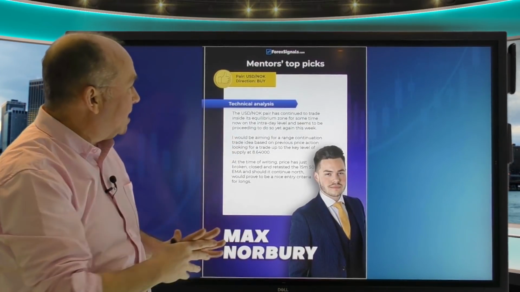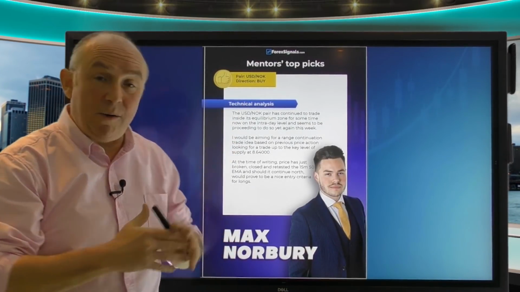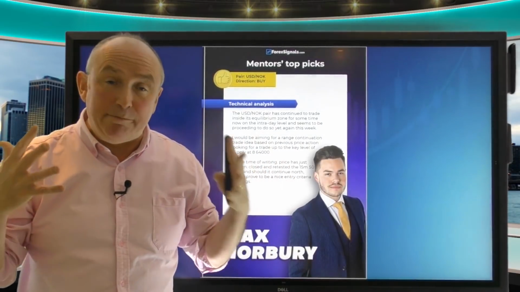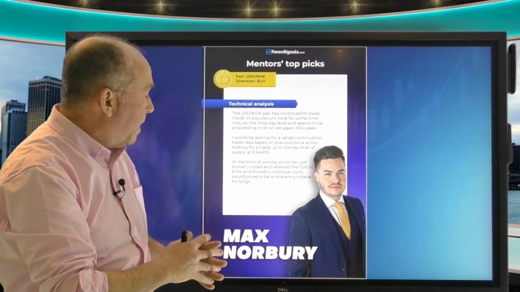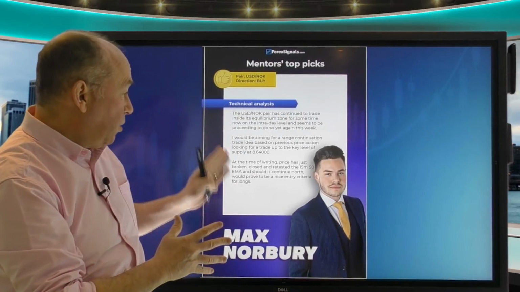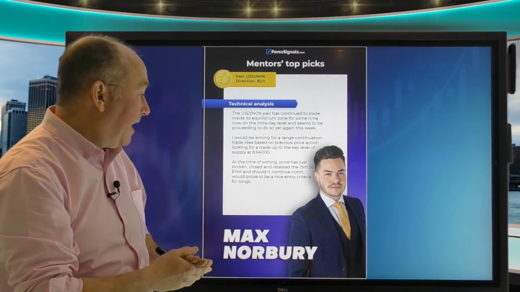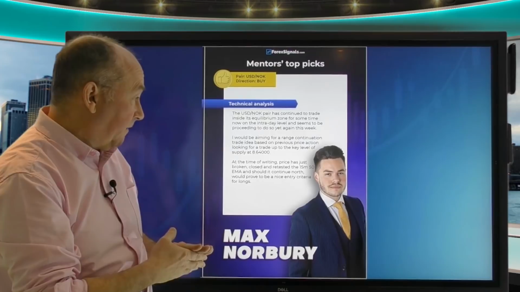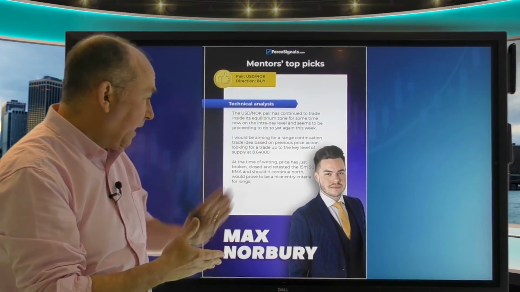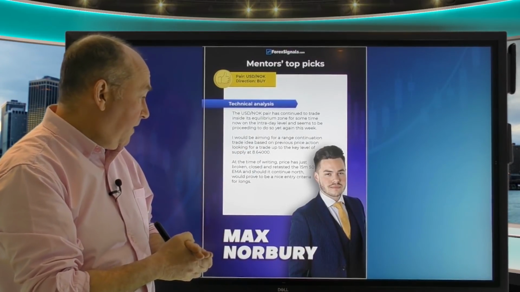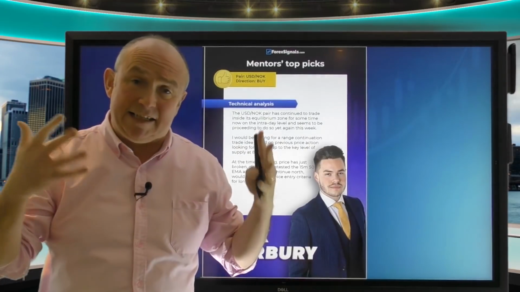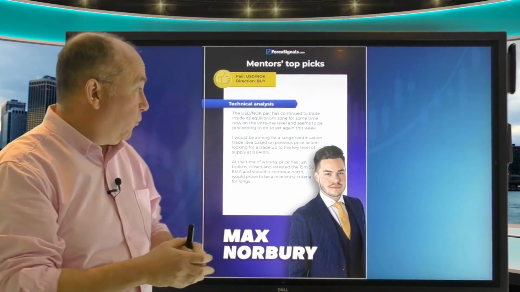Also, Max here, he's looking at buying the US dollar again, so another dollar weighted buy trade here, and he's selling the Norwegian krona against it. He's looking down to see the supply zone there at 8.64. Okay, and he's also looking at some retest of the 50 EMA, that's the exponential moving average.